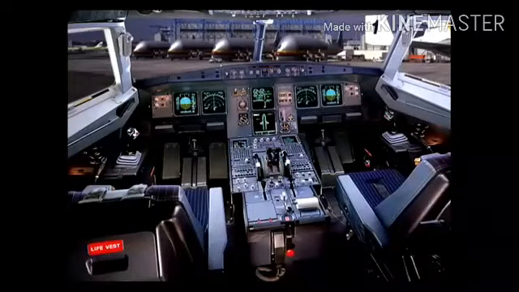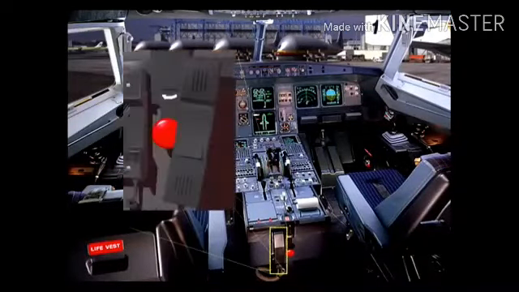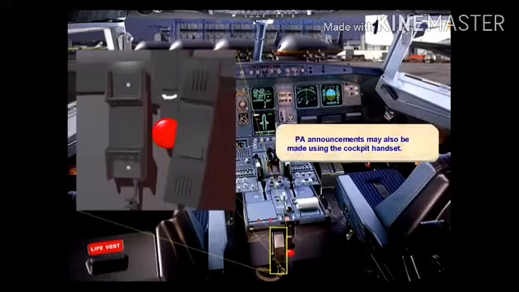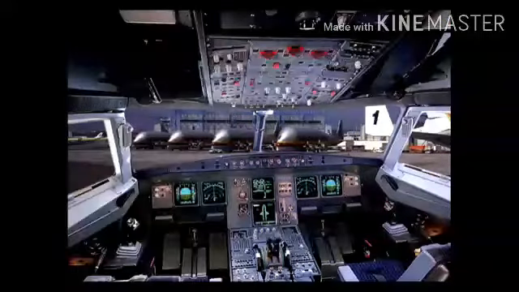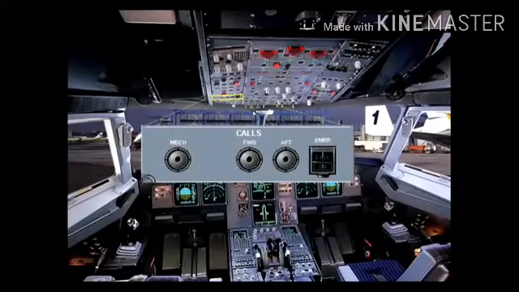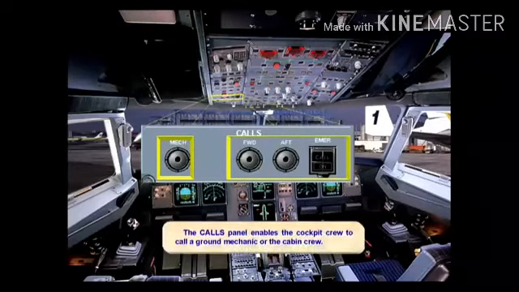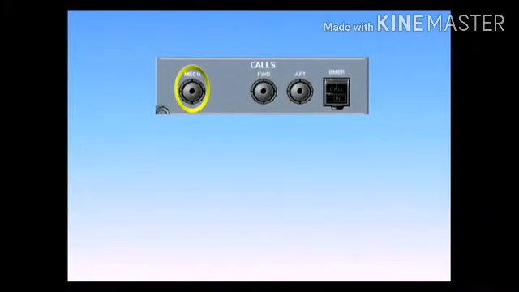PA announcements may also be made using the cockpit handset. The calls panel enables the cockpit crew to call a ground mechanic or the cabin crew. When a mechanic button is pressed, a light illuminates on the external power panel and a horn sounds to alert the ground mechanic.